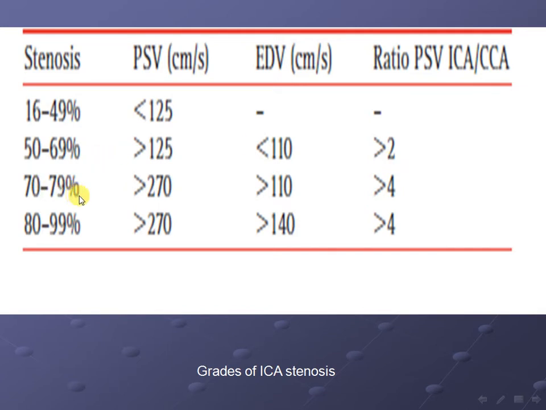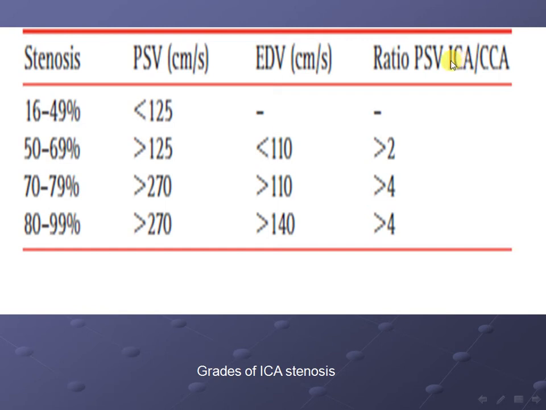If it is 70 to 80%, the peak systolic velocity will start increasing even more, to more than 270 centimeter per second, also up to 100% or 99%, okay? While the end diastolic velocity here will start increasing from 110 to 140. So if the peak systolic velocity is more than 270 centimeter per second, go and start studying the end diastolic velocity. Is it more than 110 or more than 140? Because this indicates very severe stenosis, okay?